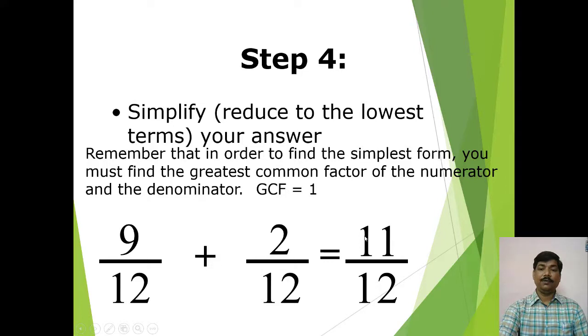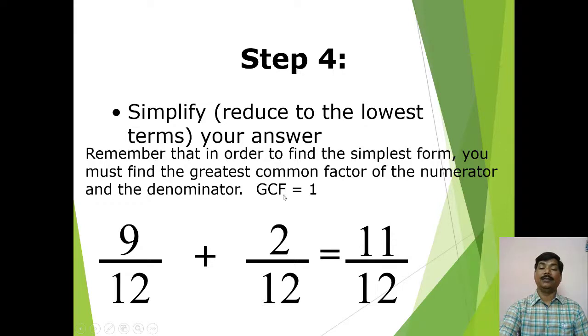Here the answer is 11 upon 12. You have to check whether it is in simplest form or not. If it is in simplest form, then leave it and it will be your answer. If it is not in the simplest form, then you have to follow one step more. You have to find the HCF of numerator and denominator, and by that HCF you have to divide the numerator and denominator. Then you can find the simplest form of the result.